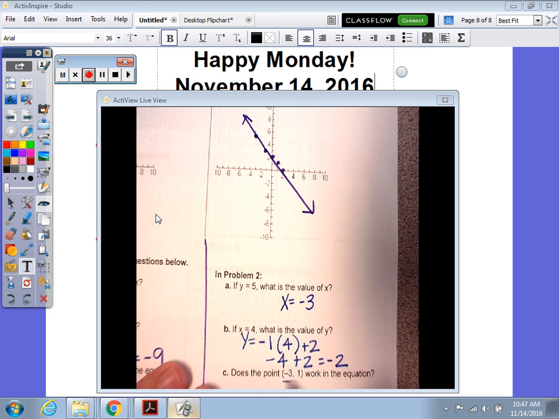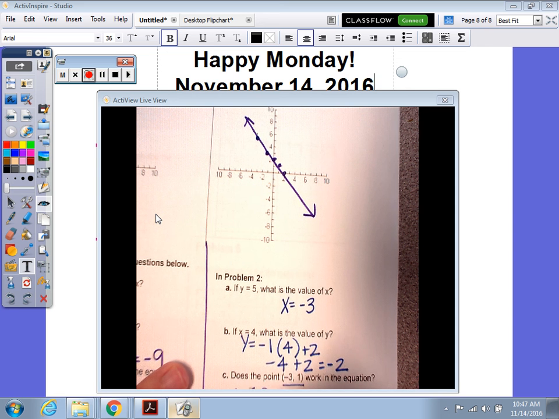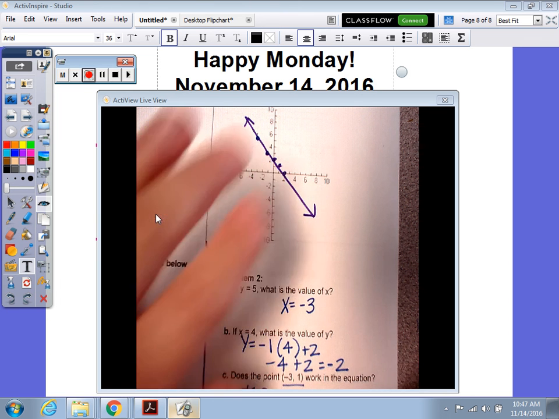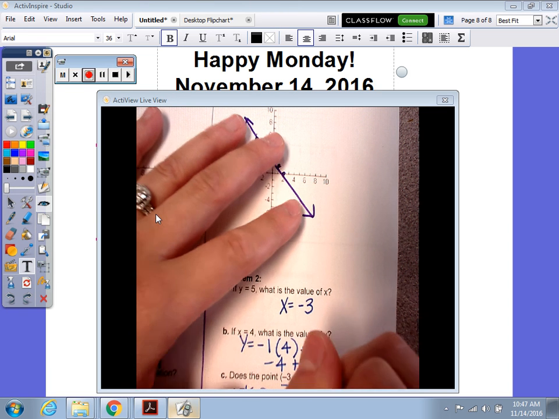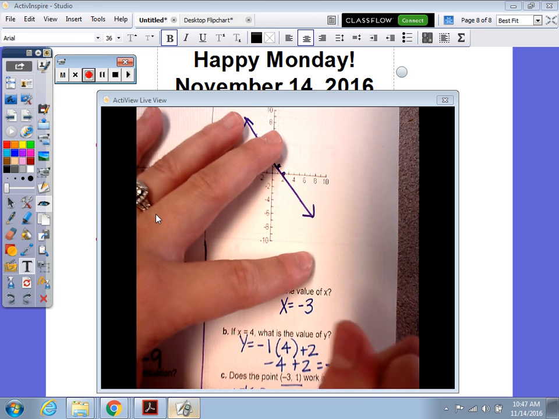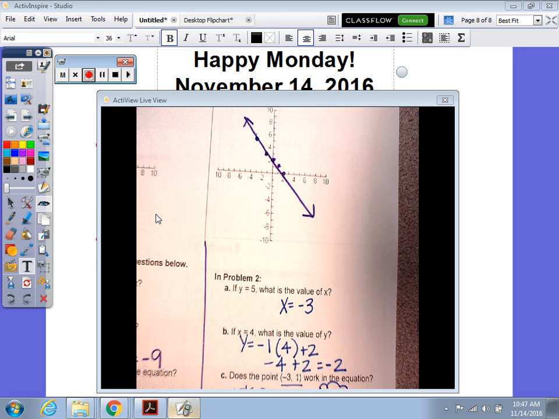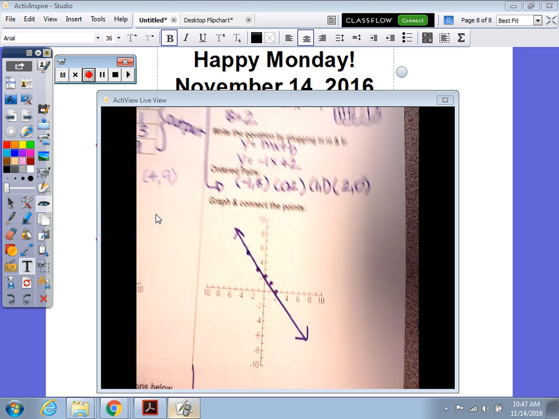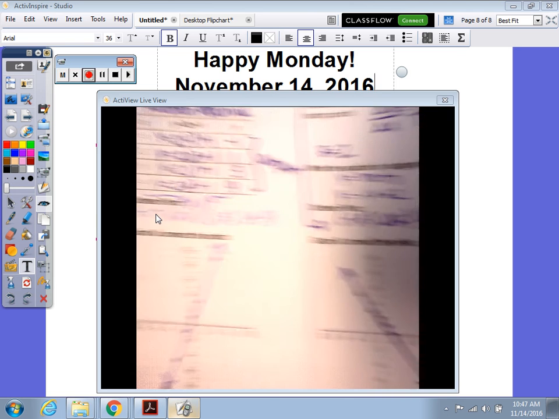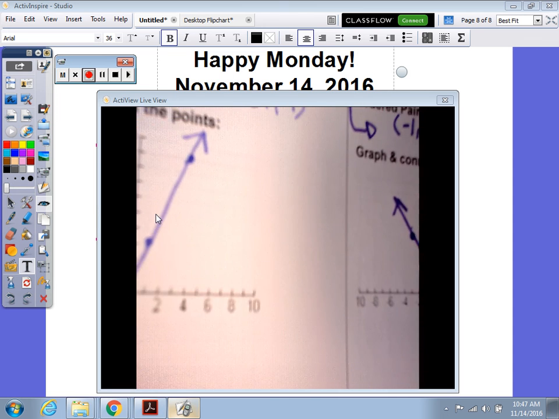Now let's test this point by plugging in y equals -1 times -3 plus 2. So 3 plus 2 equals 5. No, because it really should equal 1, and it doesn't. So that is not an ordered pair that falls on the line. Okay, so these are your notes. Take these notes, and then tomorrow we'll do practice problems 3 and 4 in class.